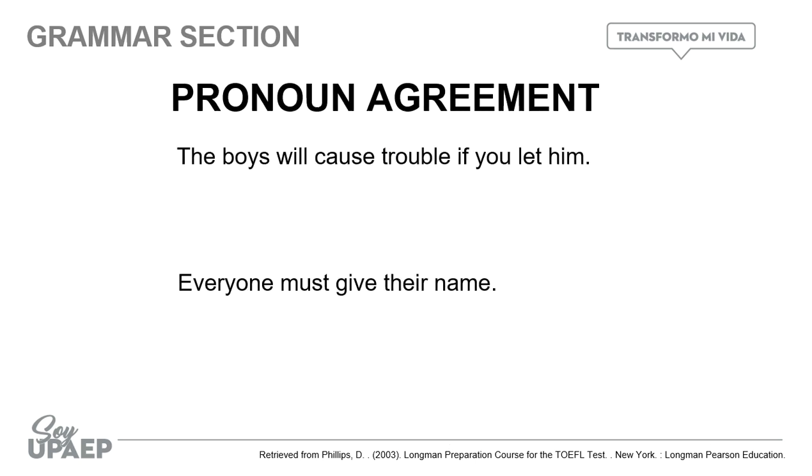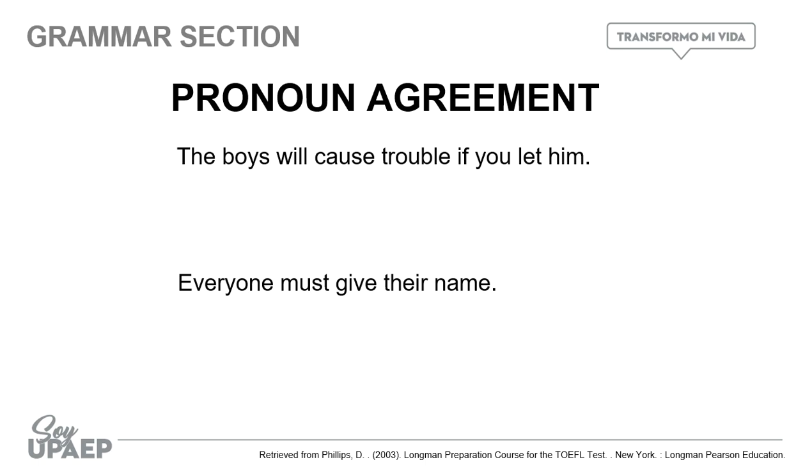Let's see pronoun agreement. Just as it happened with articles in the previous module, you really need to pay attention to the agreement. So we have: the boys will cause trouble if you let him. Everyone must give their name. These two sentences have also mistakes. Take a moment and try to correct the mistakes.